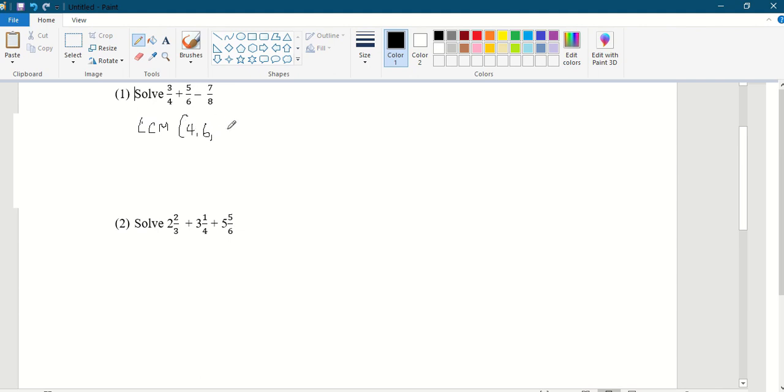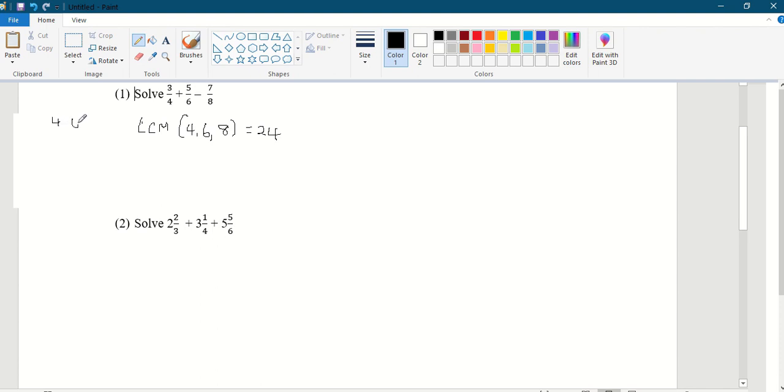So 4, 6 and 8 here. The least common multiple, LCM, is the smallest number in which all these numbers go into. So a number in which 4 goes into, 6 goes into and 8 also goes into. The smallest number in which all of those three numbers go into is 24. If you are not sure how to come up with that number, this is a procedure you can follow.